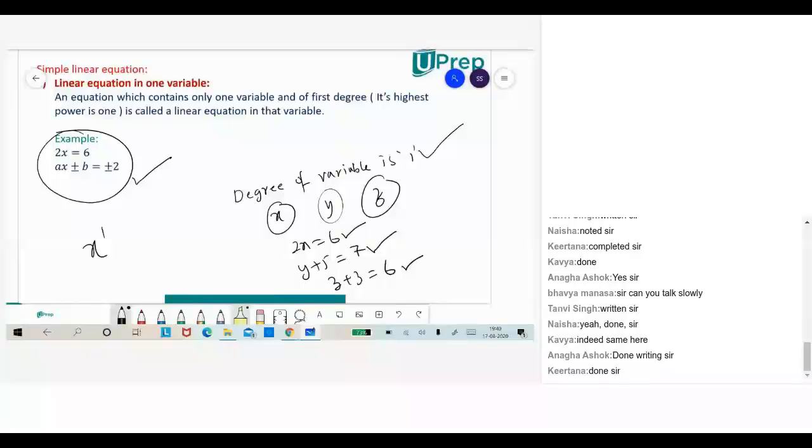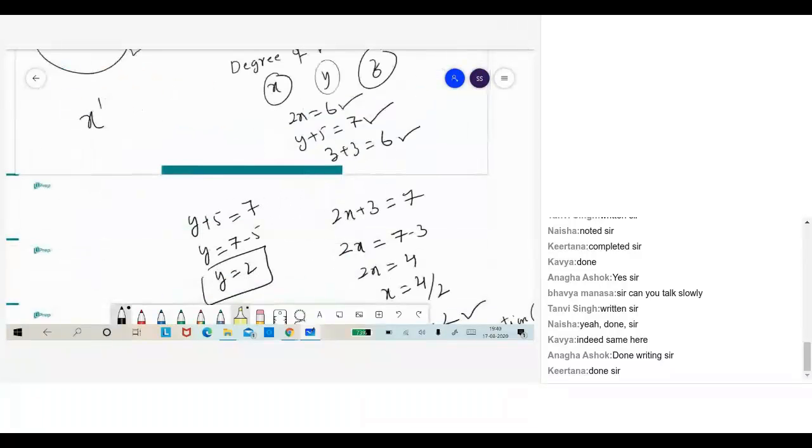Now coming to finding the solution of linear equations. Finding the solution of a linear equation is very simple. You have to find the value of that variable, x or y or z, which satisfies this particular equation. For example, take y plus 5 is equal to 7. What is the value of y which satisfies this equation? It means your LHS should be equal to RHS.